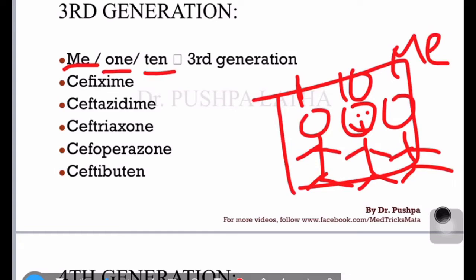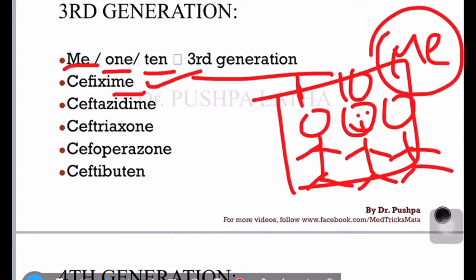If any drug contains Me, 1, or 10, anyone among these, it will be considered a third generation cephalosporin. Let's see the drugs. Cefixime has Me, so the third person said Me, so this belongs to the third generation. The next one is ceftazidime. It also has Me, so it is third generation. Ceftriaxone ends with 1, so third generation. Cefoperazone again ends with 1, so that's third generation. And ceftibuten ends with 10, so it is third generation.